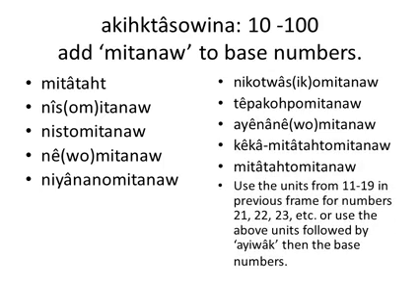Use the units from 11 to 19 in previous frames for numbers 21, 22, 23, 24, 25, 26, 27, 28, and 29. For example, 21: Nisitano Biagosap. Nisitano Nisosab, Nisitano Nistosab, and so on and so forth.